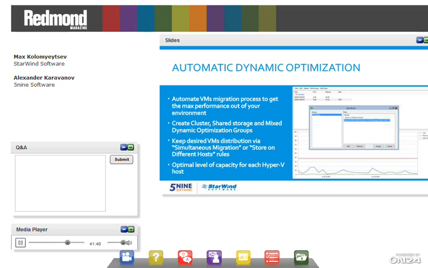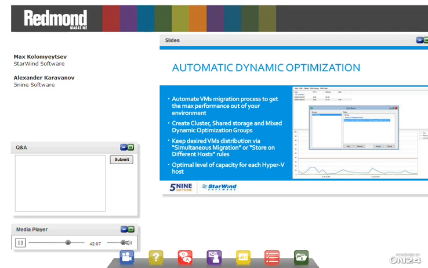You always want to keep them separate, and that's why you use the store on different host rule. Sometimes you may have virtual machines that have to sit together on one host, and then you use the simultaneous migration rule. So by using automatic dynamic optimization, you get an optimal level of capacity for each of your Hyper-V hosts. That really allows you to boost performance, and this allows you to use resources very efficiently.